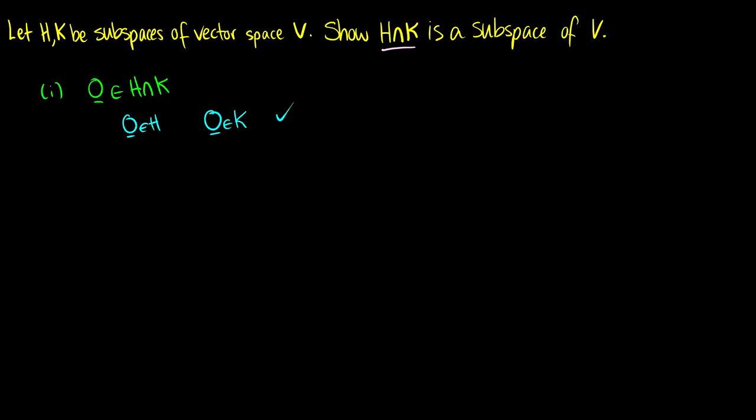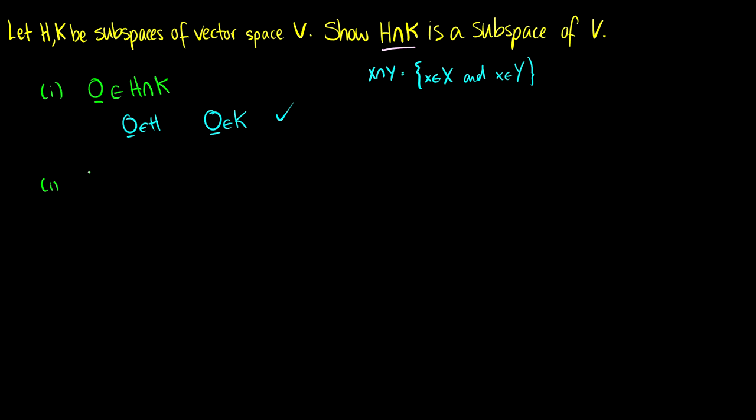If you may have forgotten, if I say X intersection Y, this is the set of all x such that x is in big X and x is in big Y. So that is the intersection. It's going to be in both. Okay, so the zero vector is in both, therefore it's in the intersection.